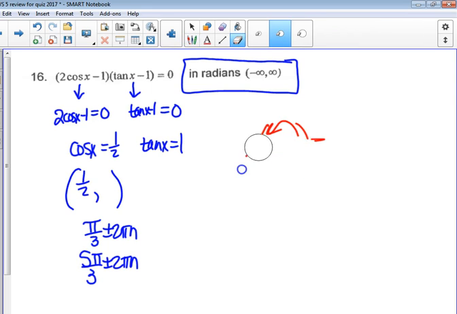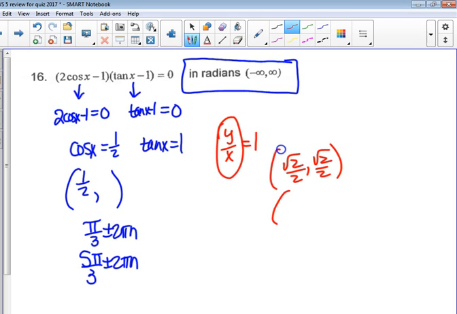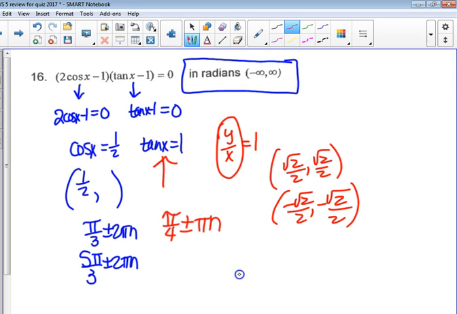Yeah, it's got to be someplace that the y and the x are equal because y over x has to be 1. So these have to be the same. So we're looking for either square root of 2 over 2 and square root of 2 over 2, or negative square root of 2 over 2 and negative square root of 2 over 2. And what do you notice when you find those two things? They're across from each other because it's a tangent graph. So you could just tell me pi over 4 plus or minus pi n.